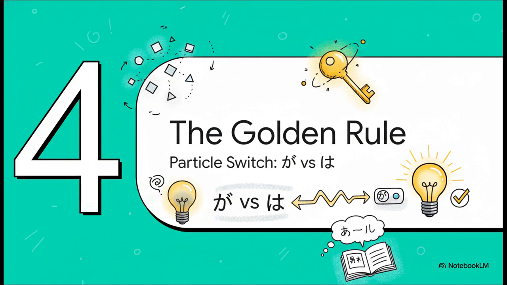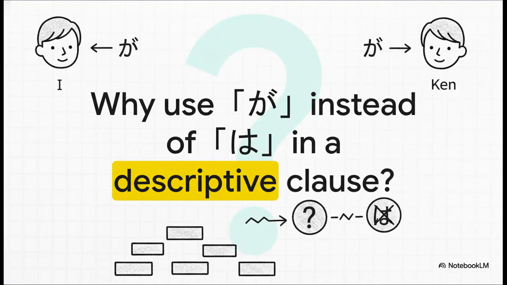Okay, so we've got the blueprint, and we've got the two main patterns. But there's one more golden rule we absolutely need to cover. It's about particles, and it's a small detail that makes a huge difference. And honestly, it's one that trips up just about everyone when they're starting out. So you've probably noticed in the examples that when a subject pops up inside that modifying sentence, like I or Ken, it's always marked with the particle ga, not the typical topic marker wa. So what's going on there?